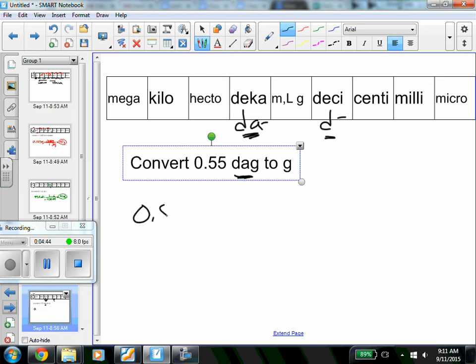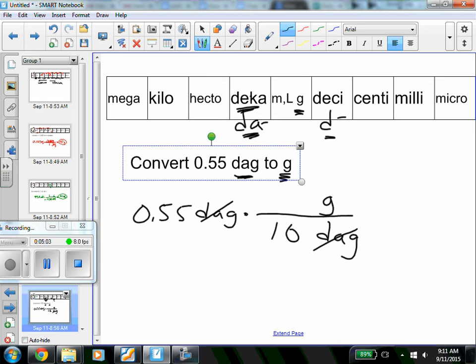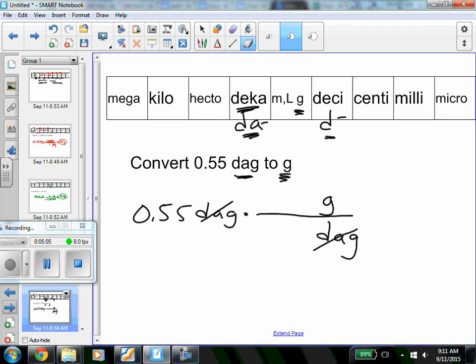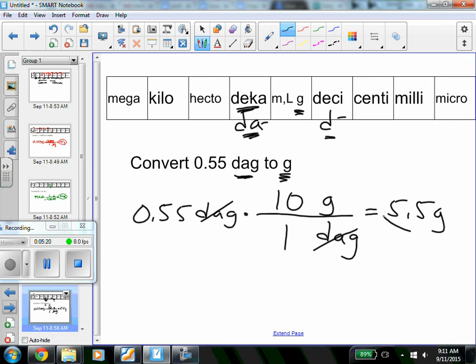So 0.55 decagrams. Convert that to grams. So decagram, of course, is on the bottom, so they cancel mathematically. Gram will go on top. That's what I'm looking for. Deca now is 10 times larger than a gram. Whoops, I screwed up. Okay. Deca gets the 1. 10 little grams fit into a decagram. And now multiply or divide, guys. In this case, I'm going to multiply, so I end up with 5.5 grams.